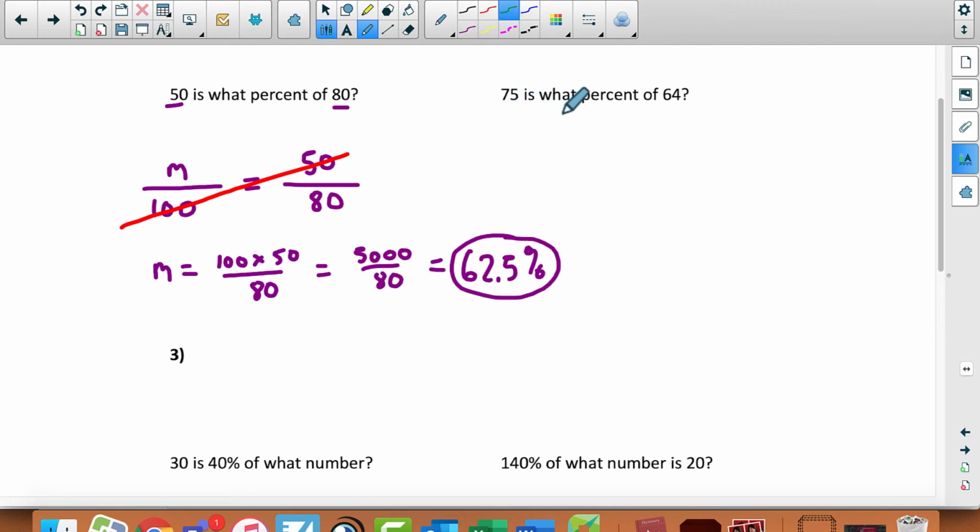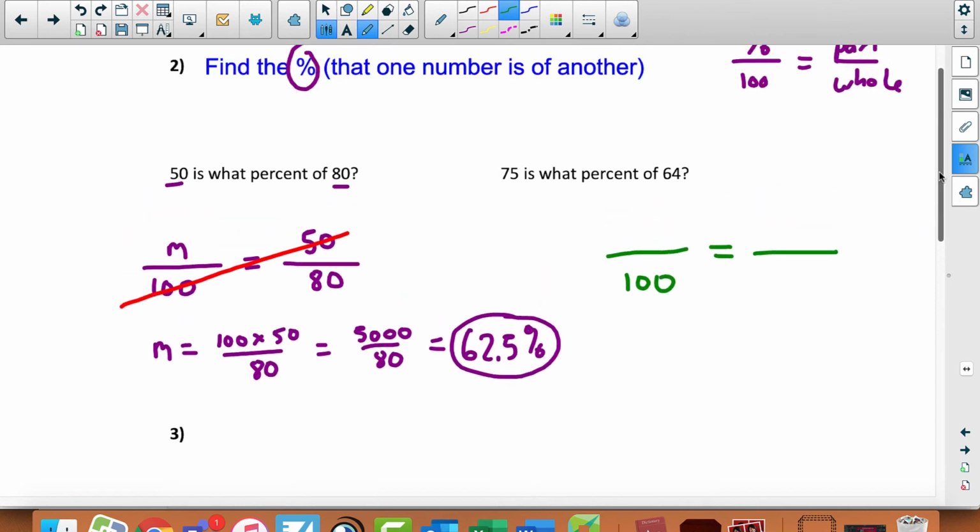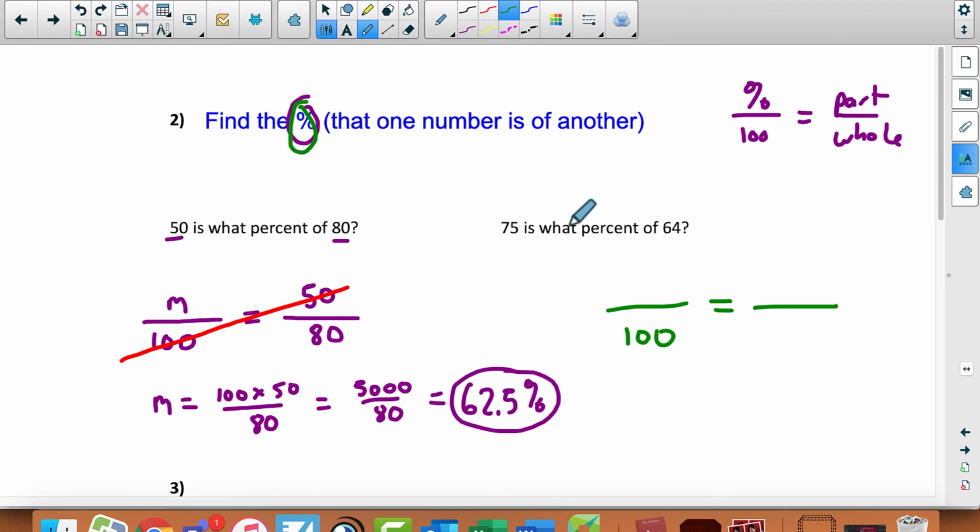We have 75 is what percent of 64? So even before we think about it, we can set this up. We can put down our 100. We can look for a percentage sign. Do you see one? No, I don't. So obviously this is our unknown. If it was a test, would it be 75 out of 64 or 64 out of 75? 75 is what percent of 64? That's the whole. I know it's smaller, but that's the whole. 64 goes down in the whole position. 75 goes up in the part position.